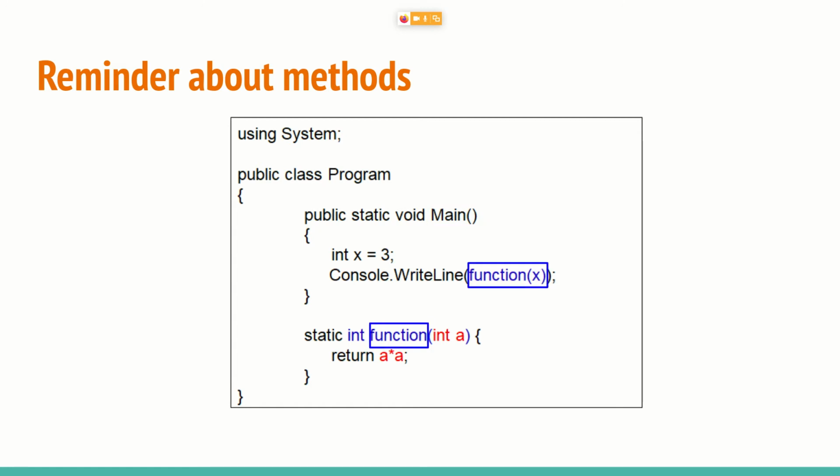Specifically, main is calling function. That's what we call it. It's calling it. So when we say function x like that, you could say main, the main method, is calling the method function. And you can see it's like, hey function, please multiply this number by itself and give that back to me. It's calling it, asking it to do something.